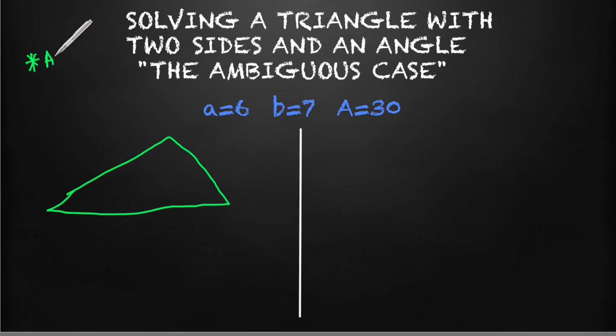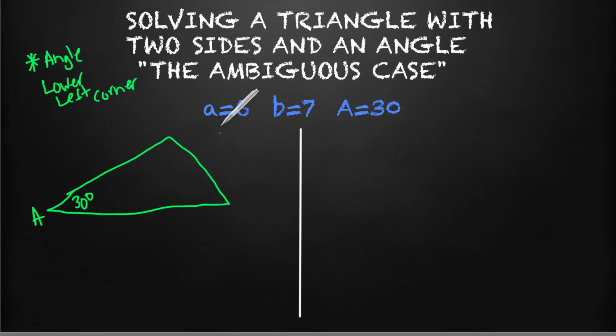Put the angle that they give you. It's just easier to visualize it in the lower left-hand corner, lower left corner. All right, so we're going to put 30 degrees here, and that is angle A.